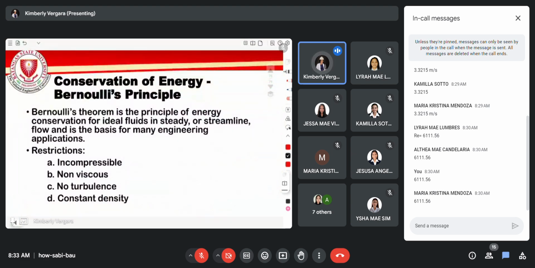So, this is it, let me repeat. Bernoulli's theorem is the principle of energy conservation for ideal fluids in steady or streamlined or laminar flow, and is the basis of many engineering applications. We have the restrictions. The fluid must be incompressible, non-viscous, with no turbulence, and also has a constant density.